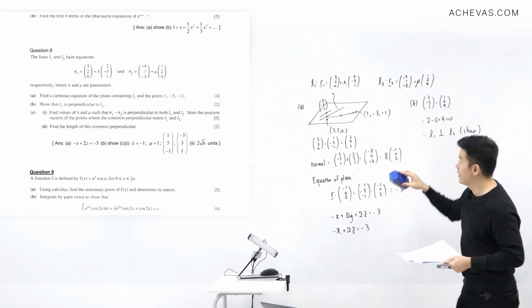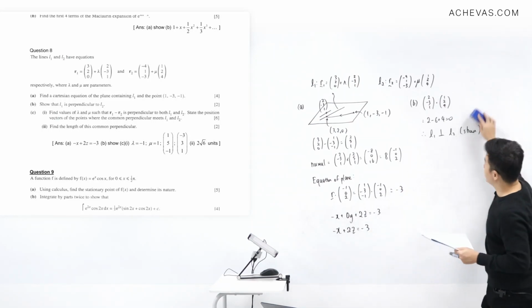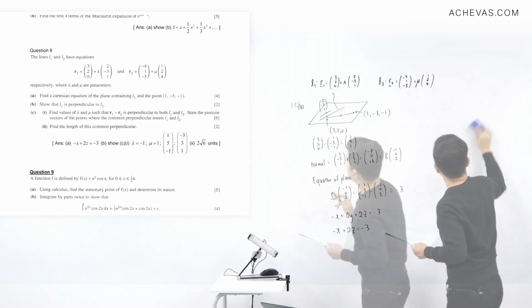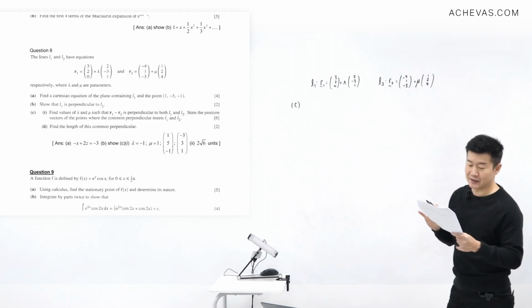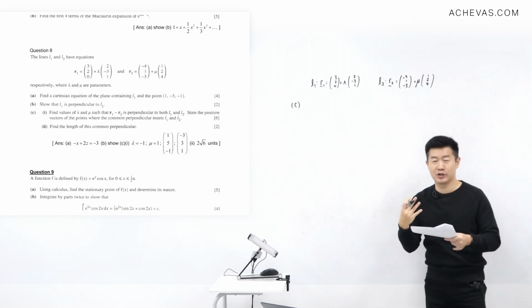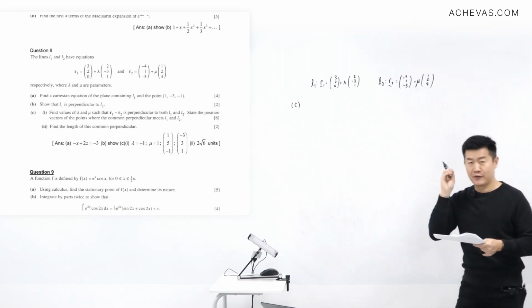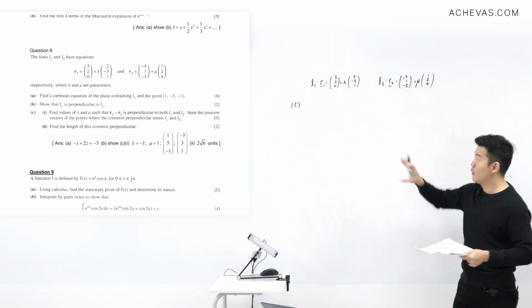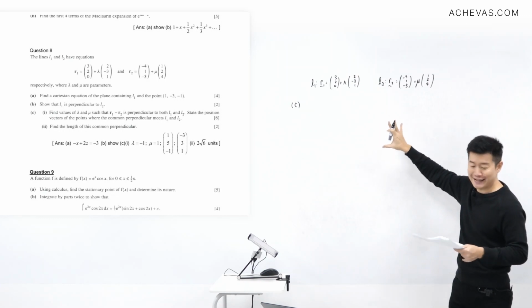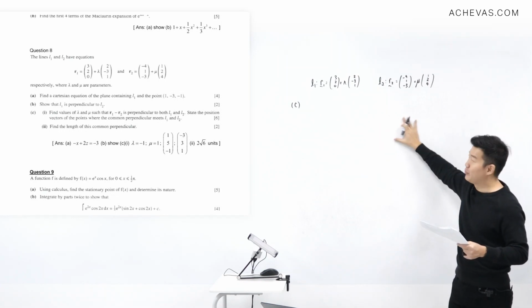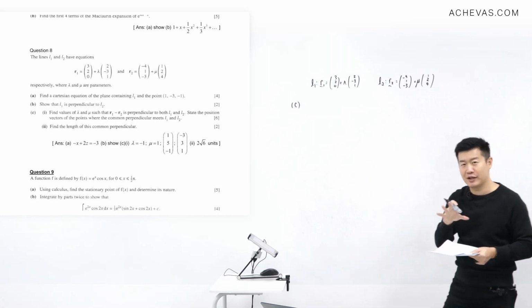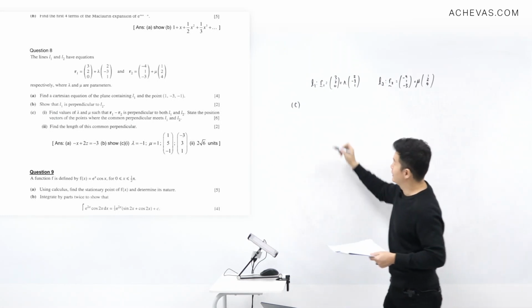Let me erase this and do a quick sketch of the scenario that is asked in part C. So what is mentioned in part C is something like this. I do need you to try to have a bit of visualization in terms of how I am drawing a 3D diagram, but I'm drawing it on the board, so it is actually a 2D board. But I'm going to try, and you try to visualize this together with me.